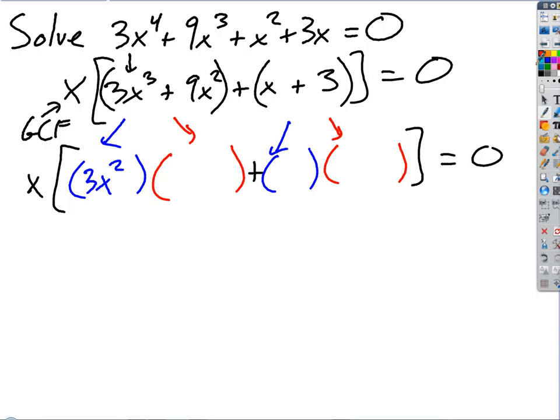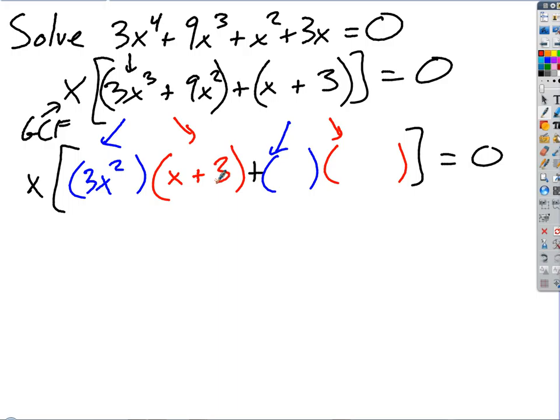That leaves me with what? Wait, how'd you get that? Because now what's the biggest number that divides into 3 and 9? 3. And what's the biggest common power of x? In other words, the weakest power of x would be x squared. Right? And so if I undistribute that, what does the first term give me? x. Second term? Plus 3.